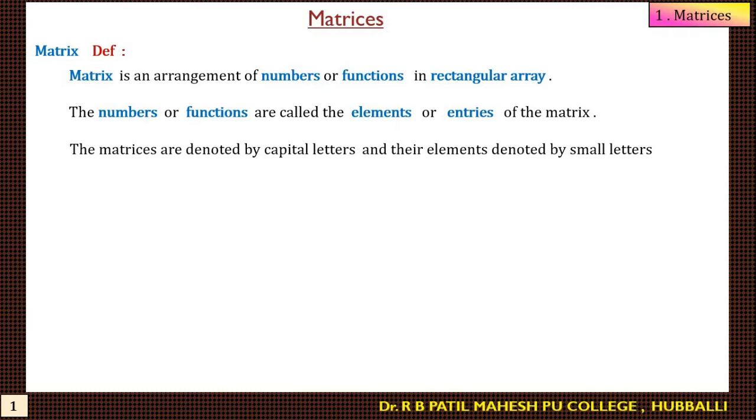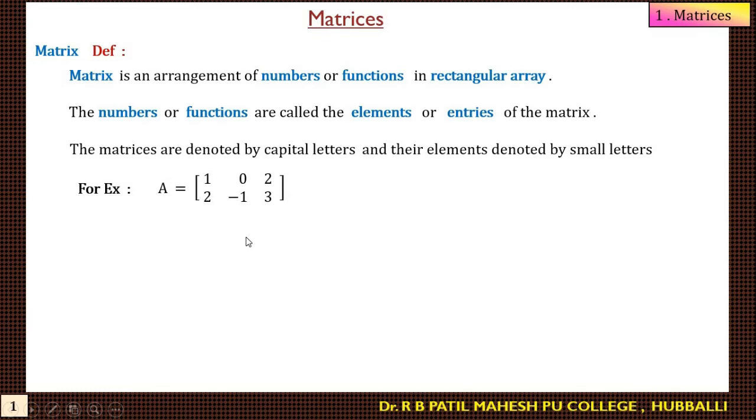Now let me give some examples. A is equal to, here you can see that a square bracket is written, that is an array, 1 0 2, 2 minus 1 3. Here you can see that the numbers are arranged inside the square bracket, so therefore this is called a matrix.